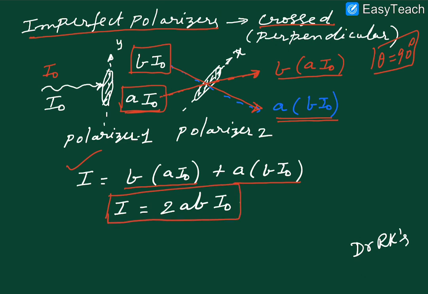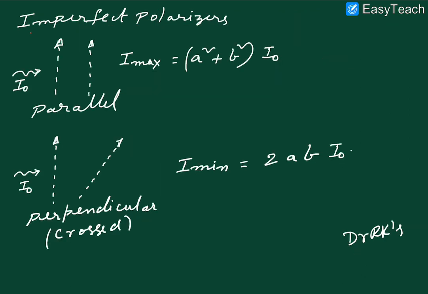So this is the intensity after passing through the second polarizer, both being imperfect polarizers. So in the case of imperfect polarizers, if they are parallel, the maximum intensity is A square plus B square into I naught. If they are crossed or perpendicular, then the minimum intensity is 2AB into I naught.